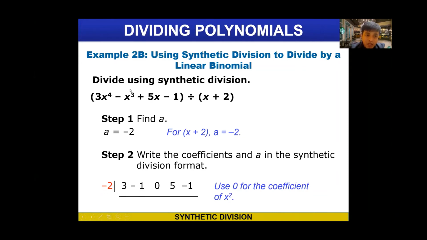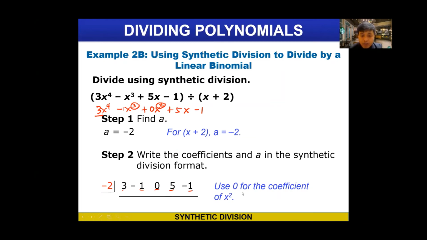And then there's a missing exponent here. As we can see, it should be complete. So 3x to the 4th minus x cubed, after the 3rd degree, it should be the 2nd degree. Since we don't have that in the given, we have to complete that by adding 0 as a placeholder, plus 5x minus 1. So we copy this one, that's 3. We copy this one, we have negative 1 there. We have 0, we have 5, and we have negative 1.